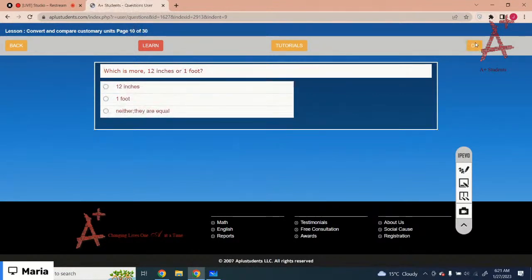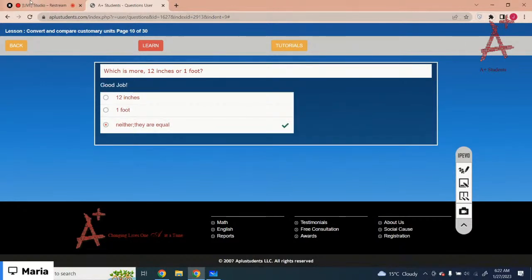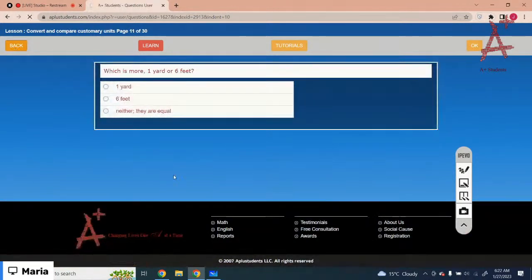Okay, which is more, 12 inches or 1 foot? They are equal. Got it? Because in 1 foot you have 12 inches. Got it? Okay, let's just move on to the next lesson.